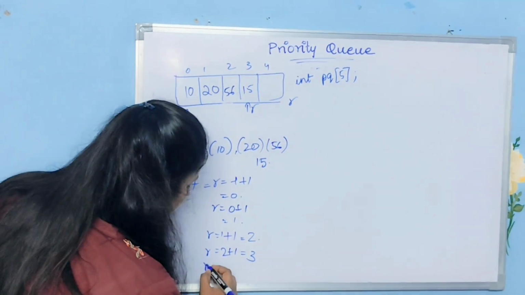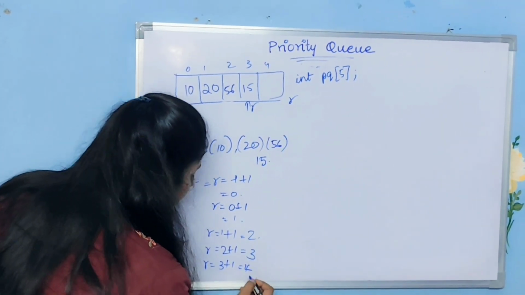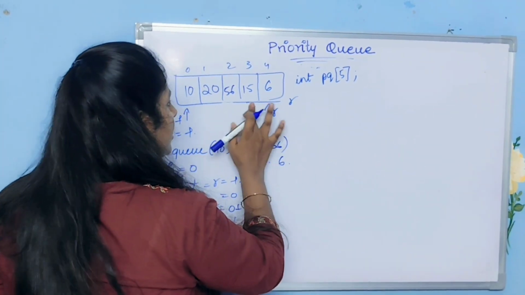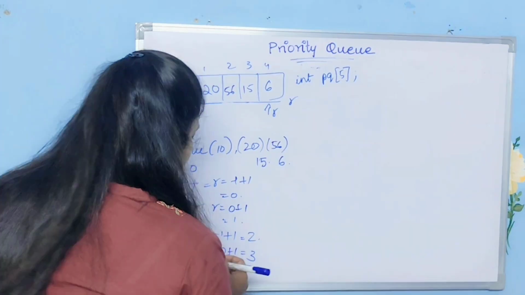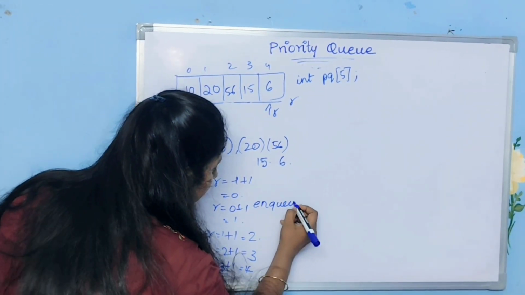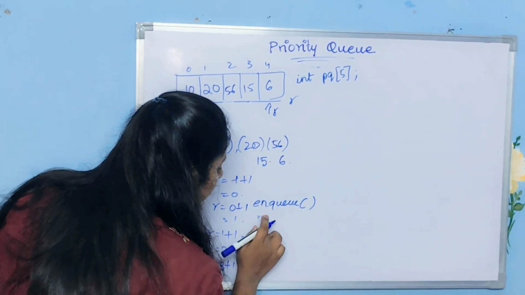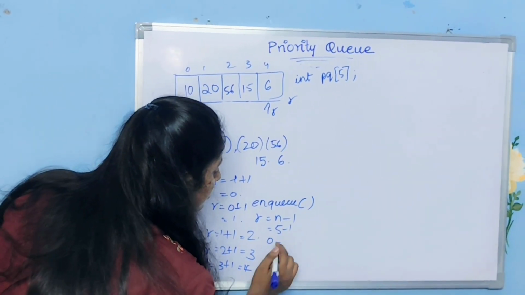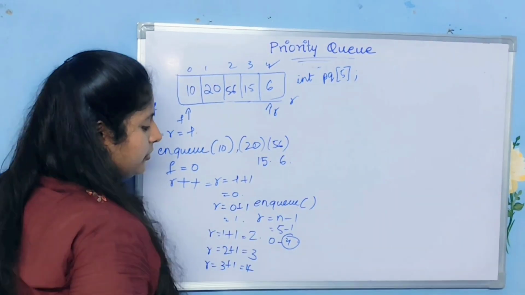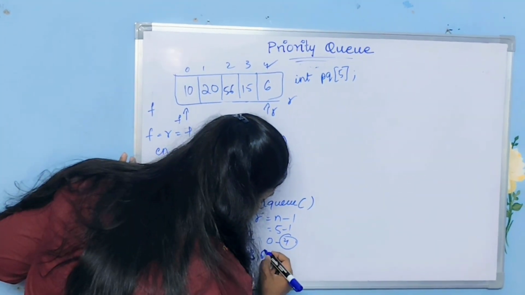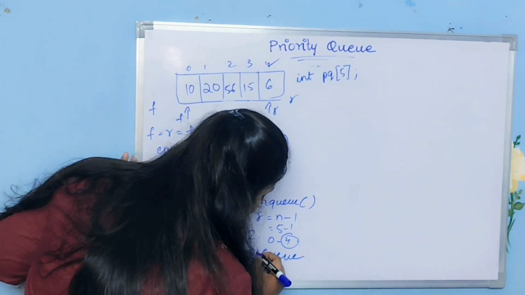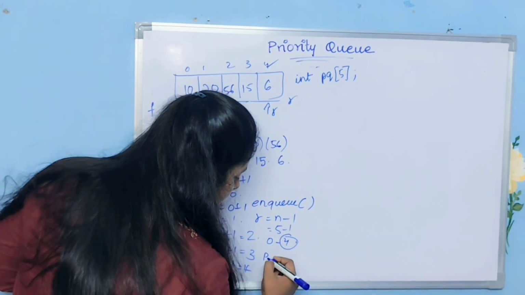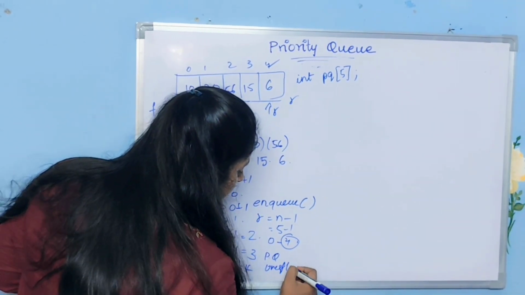Again you try to add one more element. So 3 plus 1 is 4, and my element is 6. Here is rear. Again I try to NQ elements, but the queue is already full. Rear equals n minus 1, that is 5 minus 1, with indices 0 to 4, so rear equals 4. So this is queue overflow, priority queue overflow.